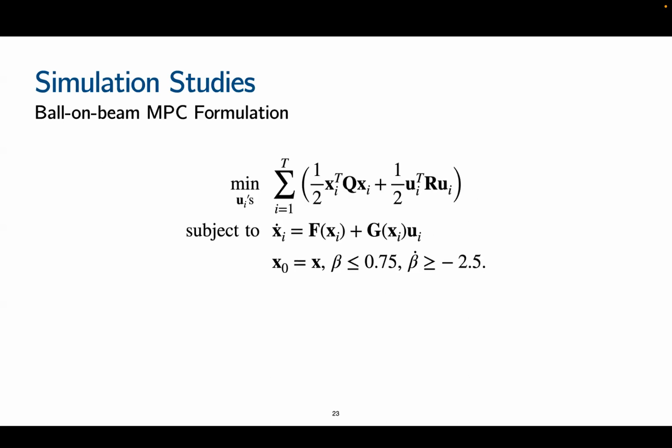The ball on beam MPC formulation is very similar to the second order integrator example, where the cost is a quadratic cost. The main difference is that here the system dynamics is nonlinear, and it is also subject to initial condition constraints and velocity, angular velocity and angle constraints.